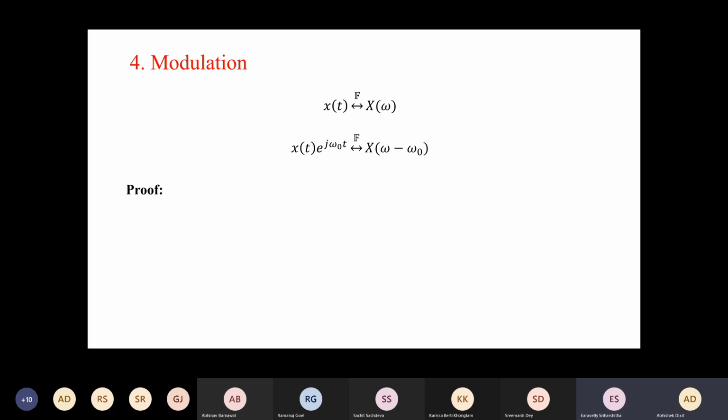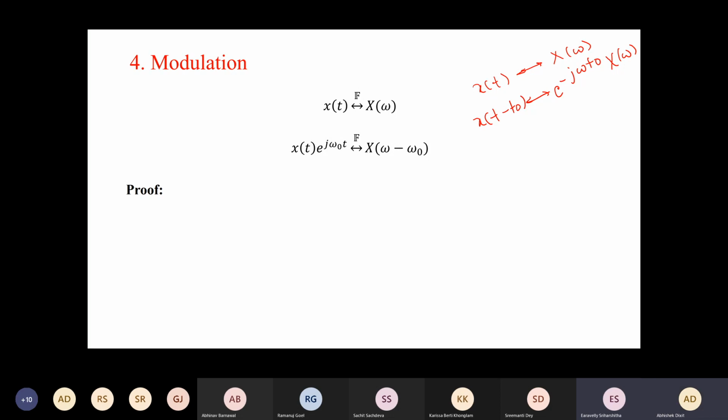Now let us look at this property. This is the inverse of what we have studied. We have seen that if x(t) has transform X(omega), then x(t minus t naught), as we have just seen, has transform e to the power minus j omega t naught X(omega).